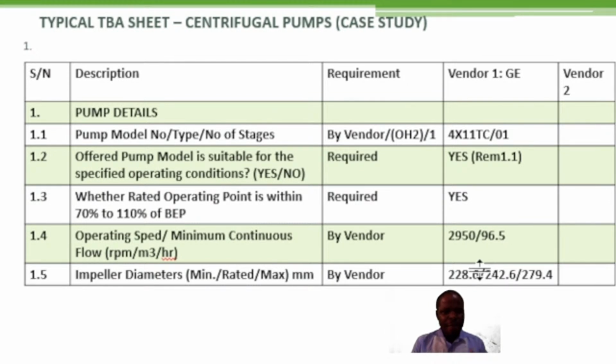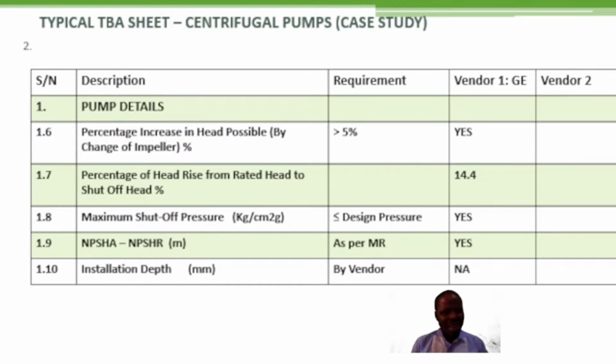So if any vendor among the vendors that submitted their bids did not provide this information, you take notes on the vendor offer, or on your bid analysis sheet you will indicate for that particular vendor "not provided by the vendor." Okay, so the next information that you will have to look out for is the percentage increase in head possible. The percentage increase in head possible by changing of the impellers.